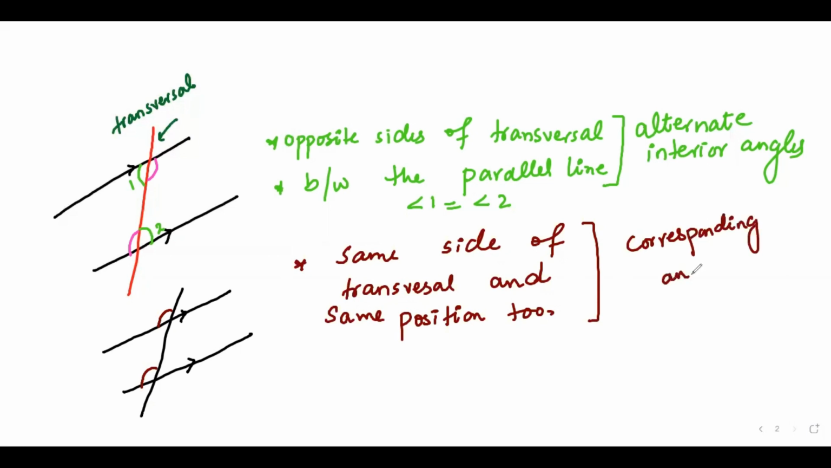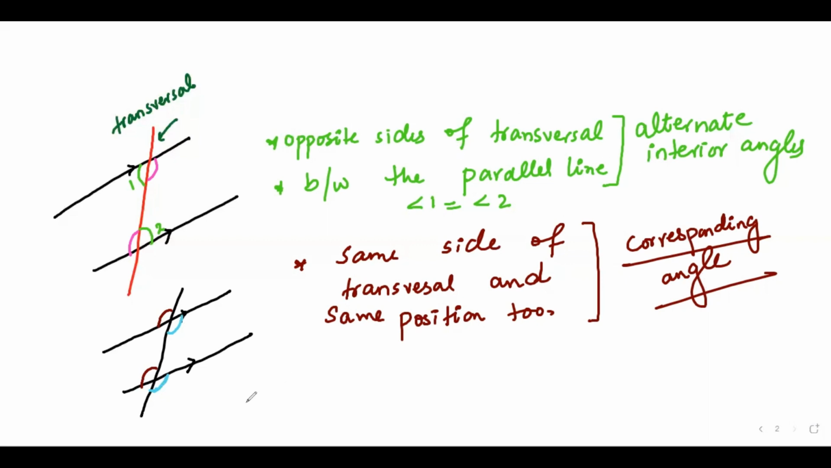Clear? Corresponding angles, remember, will not be between the parallel lines, so you can easily differentiate them. They are at the same position and same side of the parallel lines. They may be above the parallel line or below it. If one is above the parallel line, the second should also be above. If one is below, the second will also be below. So they are called corresponding angles.